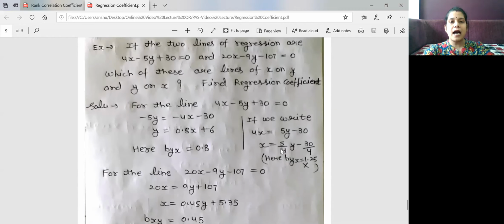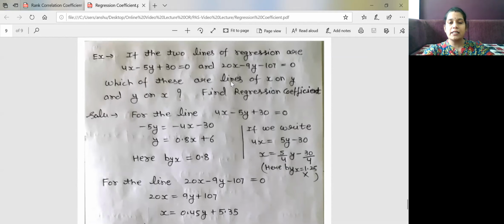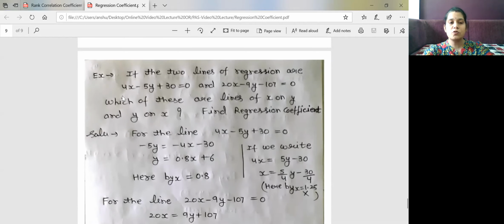This is the last question regarding our correlation coefficient. The question is, if the two lines of regression are 4x minus 5y plus 30 equal to 0 and 20x minus 9y minus 107 is equal to 0, which of these are lines of x on y and y on x? Find the regression coefficient. In this question, we have two regression lines and we find which one is x on y and which is y on x.